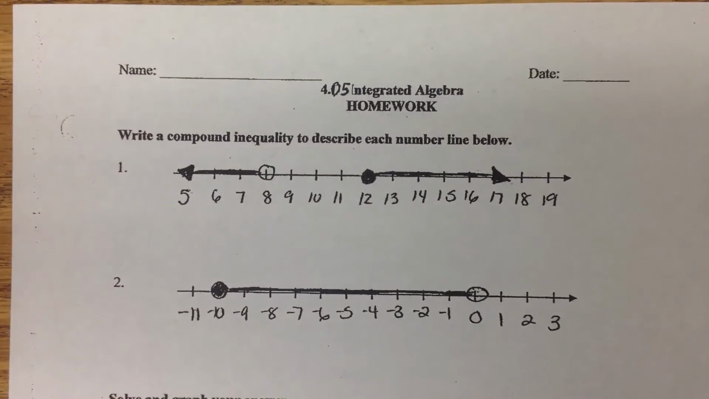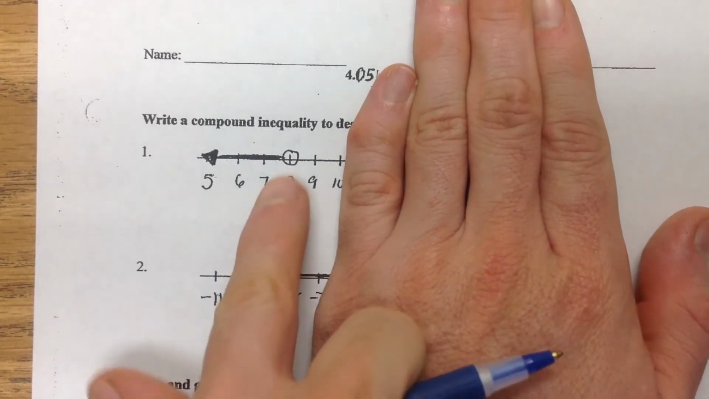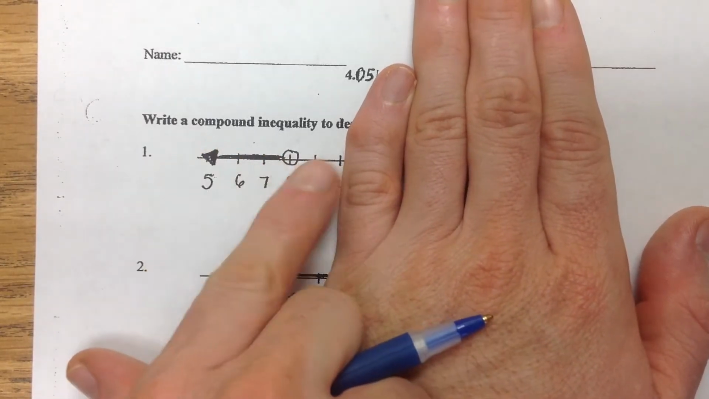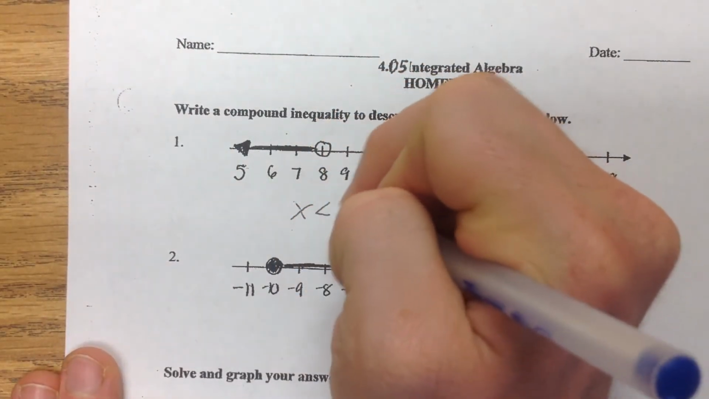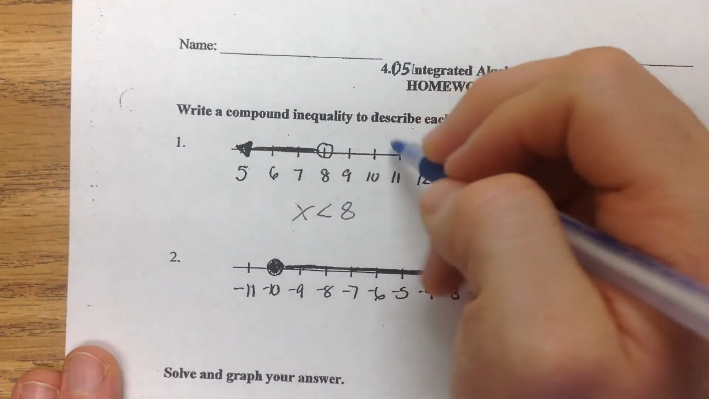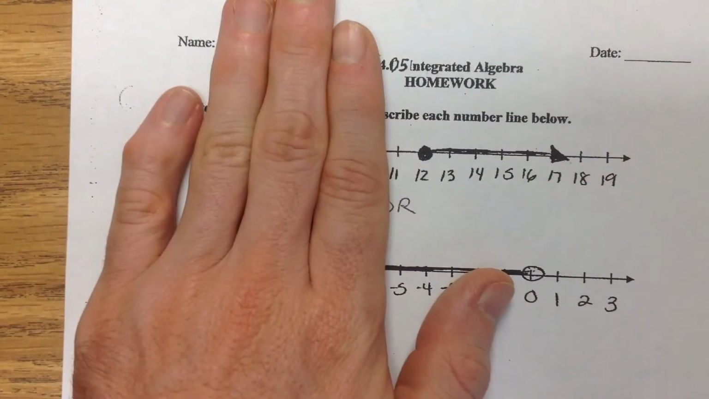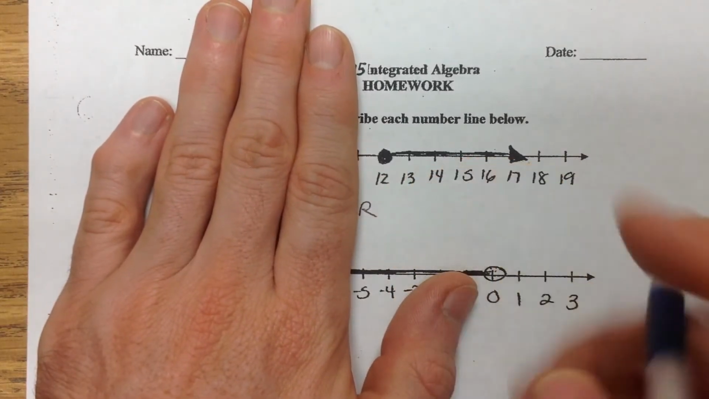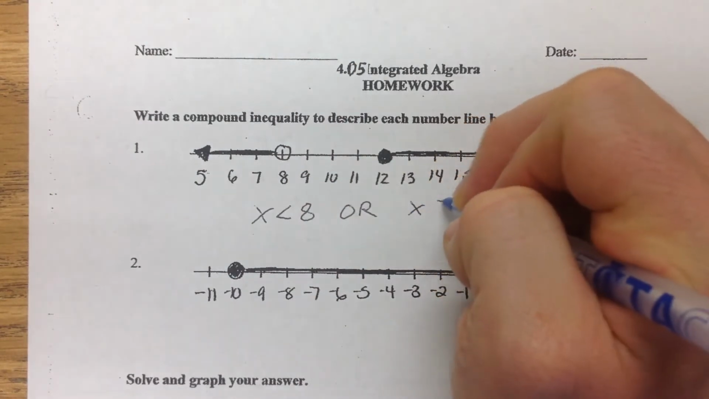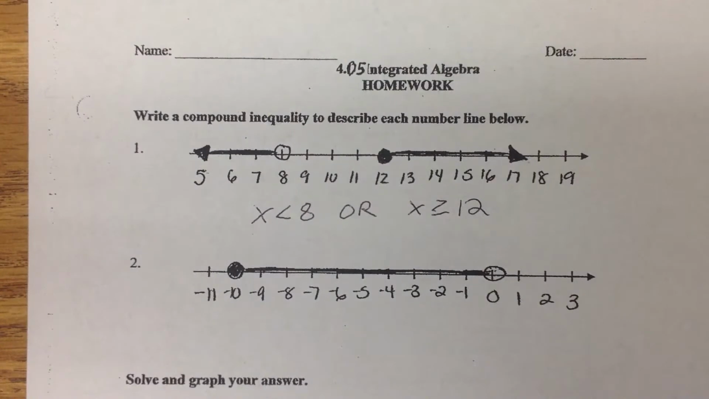When we have the arrows going in two separate directions, that's our OR situation. So really all we have to do is deal with them one at a time. If we look at this one, we've got an open circle on 8 and then an arrow off to the left. So this would be x is less than 8. Where we have this gap, that's where we throw in the word or. Then if we look at this one, we've got a closed circle on 12, and then an arrow off to the right. So that's going to be or x is greater than or equal to 12. All right, so that's one example of a compound inequality.